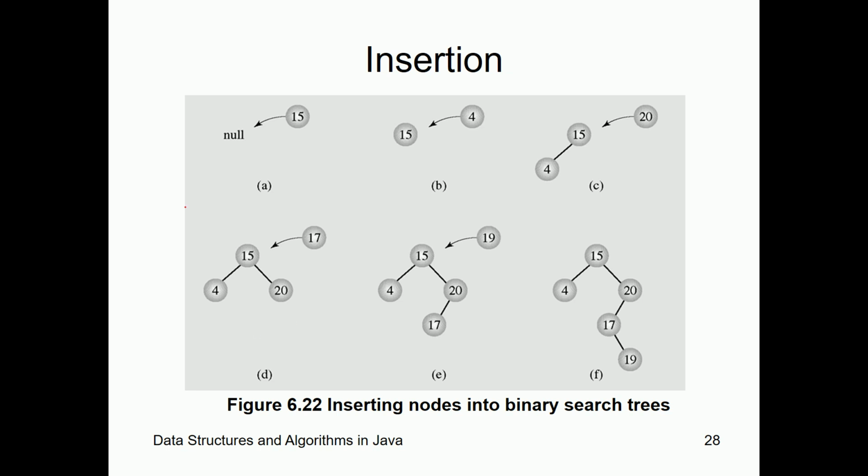So how do we start? We start with an empty tree. And then if we insert 15, we just add that, and this becomes our root. Now we would like to add 4, for example. 4 is smaller than 15, which means it should go to the left. So that's why we have this. And then we add 20, so we add it to the right of this. But what happens if I have 17? Should go to the right.